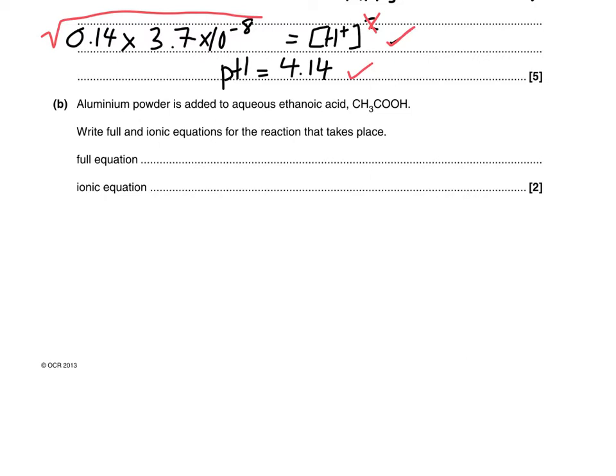Okay, right. Next question. Want the full equation and the ionic equation. If it's reacting with aluminium powder, we're going to be making a salt. Metal plus acid makes salt. So full equation, aluminium will react with the acid. You guys will write it out first before you're balancing it. But you should remember that aluminium is a 3+ ion.